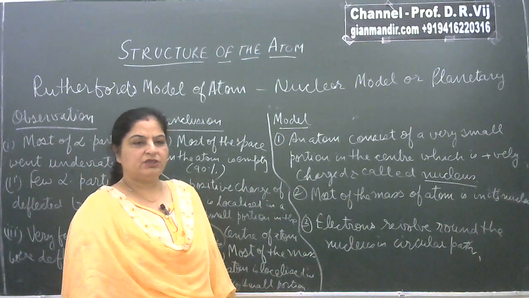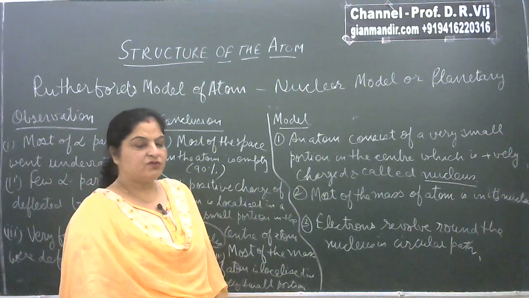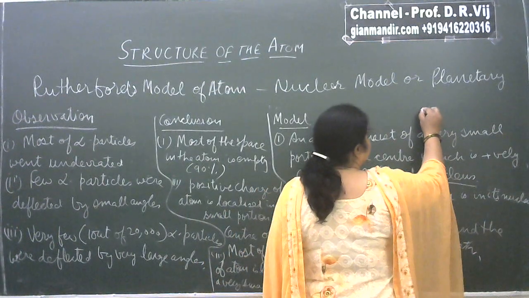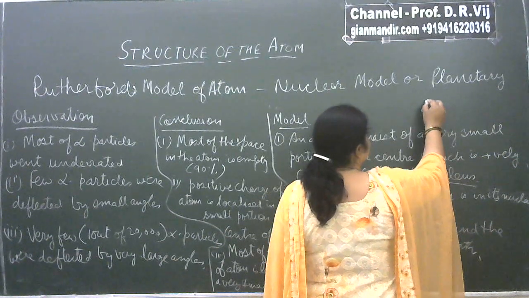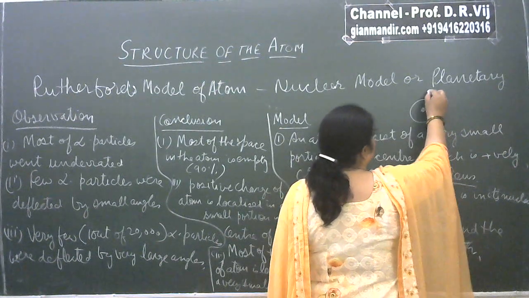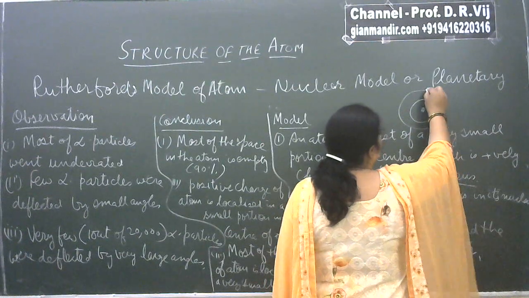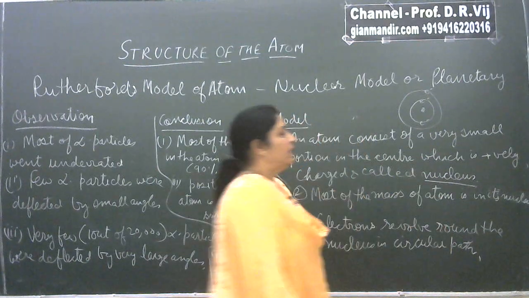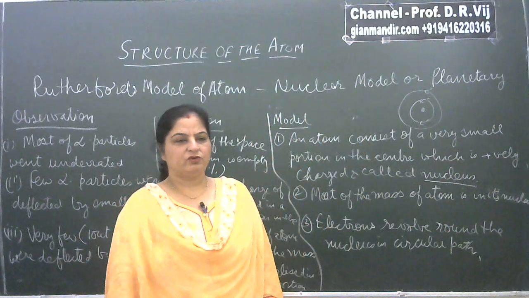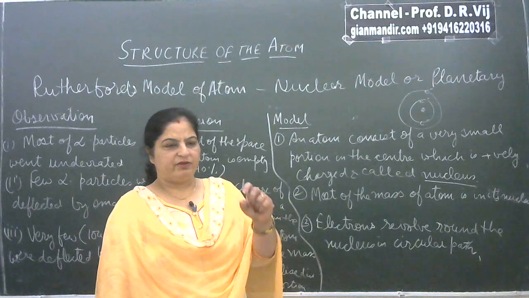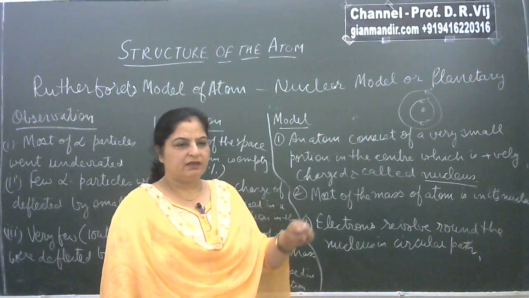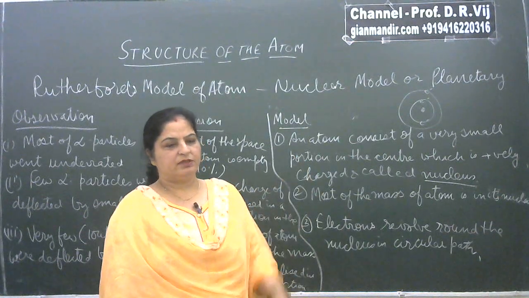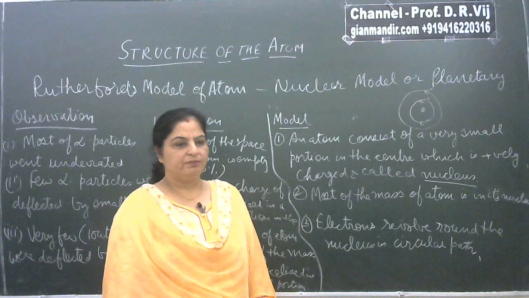So you can say the structure of atom is almost the same as that of our solar system. In the atom, in the center there is a nucleus which is positively charged, and around this nucleus the electrons revolve in circular paths. Exactly in the same way as in our solar system, the sun is present at the center and the other planets are revolving around the sun. That's why Rutherford's model is also known as the planetary model.